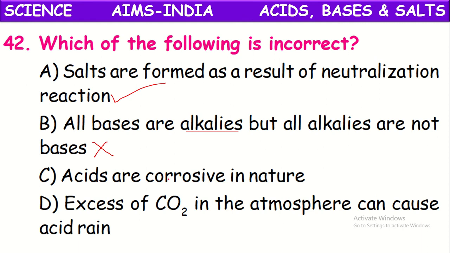Third one, acids are corrosive in nature. Yes, they are corrosive, so we should be very careful with them. Excess of carbon dioxide in the atmosphere can cause acid rain. Yes, it is also correct. Because if carbon dioxide dissolves excessively into the rainwater, it forms an acid called carbonic acid, so it comes along with the rain in the form of acid rain. So these three statements are correct except this one. So this is the correct answer now.